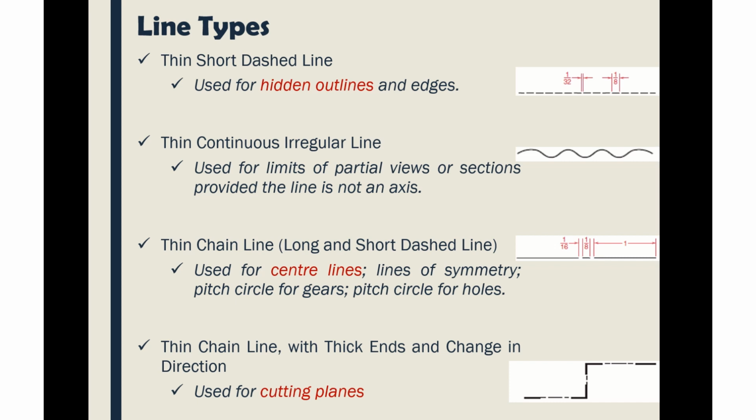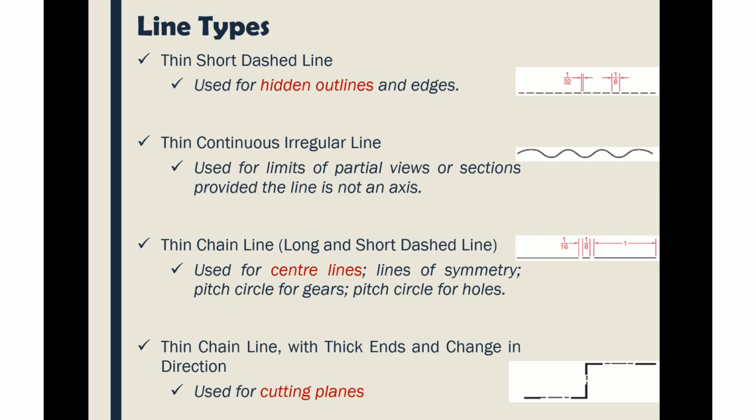Also, we have the thin chain line. The thin chain line has long and short dash line, and they are majorly used for center lines, for lines of symmetry, for pitch circles of gears, and for pitch circles for holes. Okay, so in this course we use it for center lines, and the recommended pencil is also 4H. Use the 4H grade pencil to draw the thin chain line.